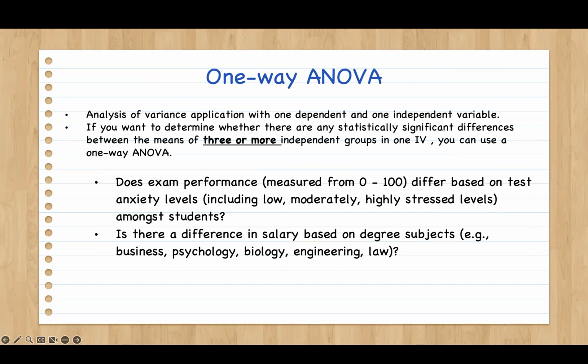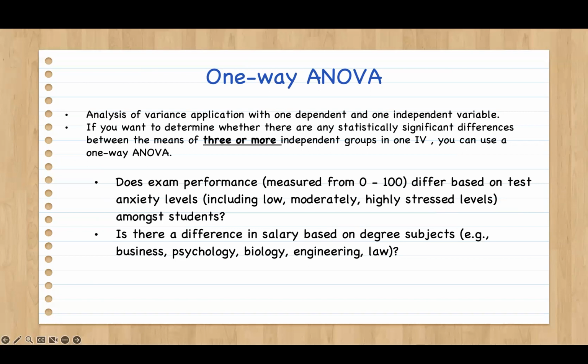For example, your dependent variable could be exam performance, measured from 0 to 100 points, and your independent variable could be test anxiety level, which has three groups: low stress students, moderately stressed students, and highly stressed students. We could use one-way ANOVA to determine whether exam performance differs based on test anxiety levels among students.